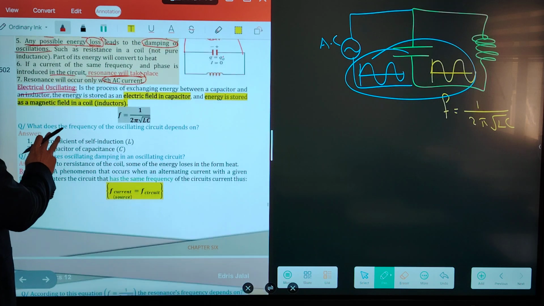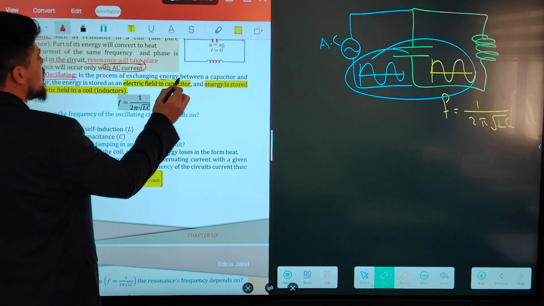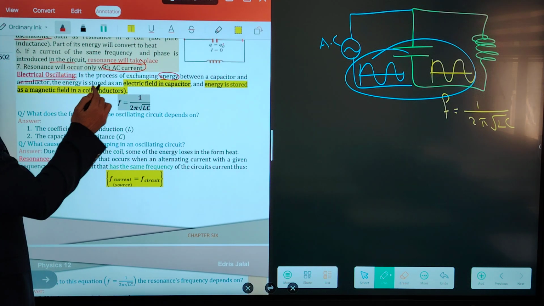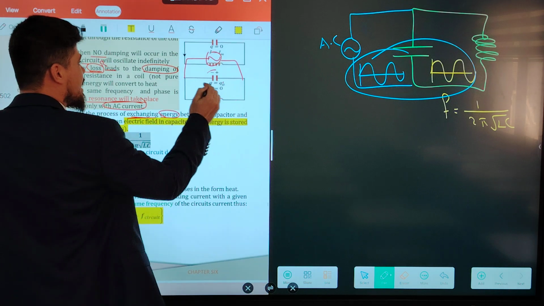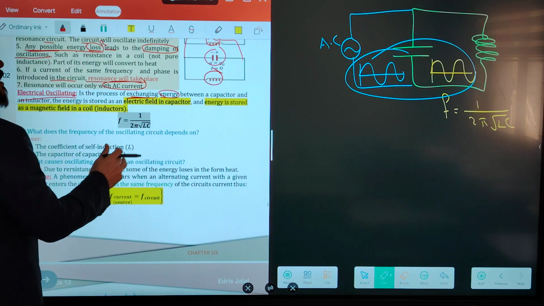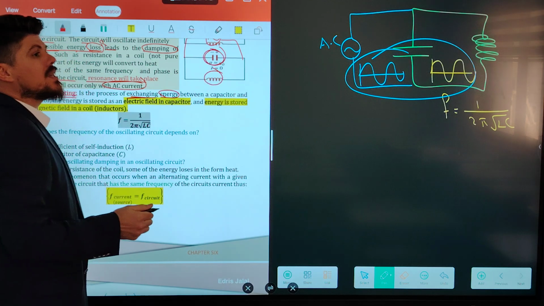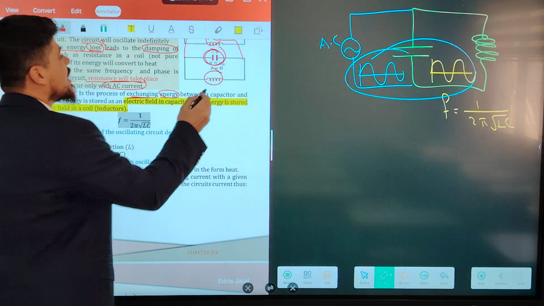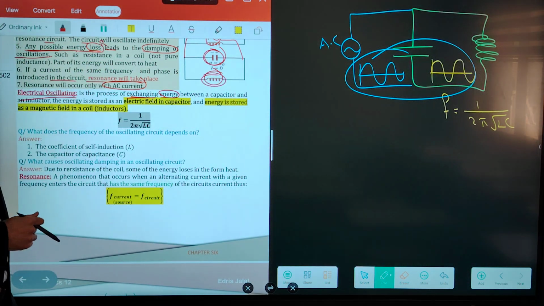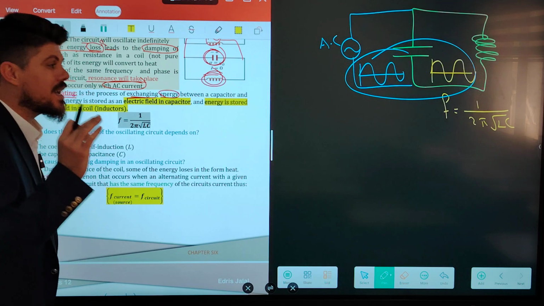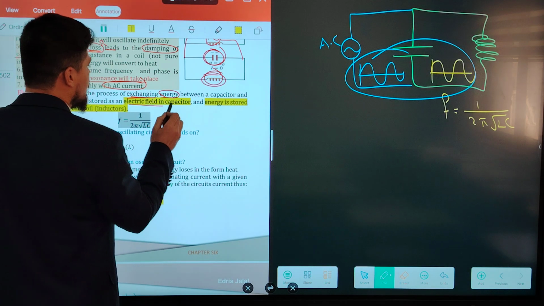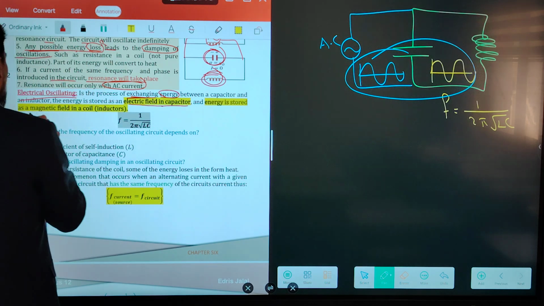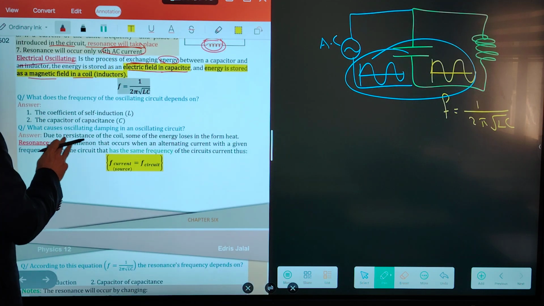What is electric oscillating? It is the process of exchanging energy. Process of exchanging what? Energy. Between what? Between capacitor and inductance. In the capacitor, the energy is stored as electric field, but in the coil or inductance, the energy is stored as a magnetic field. Okay? The energy is stored as electric field in capacitor, and as a magnetic field in coil.